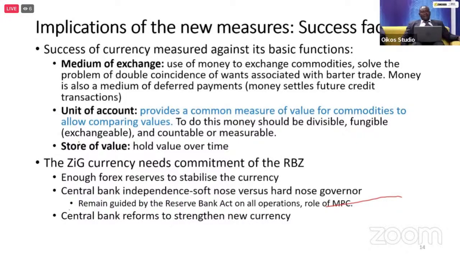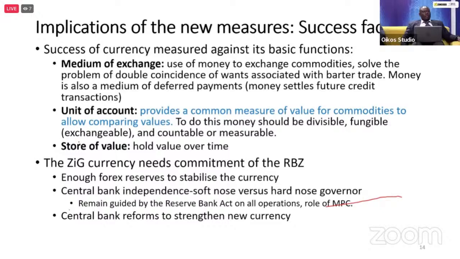A soft nose governor is not worried much about inflation. They can actually print money as and when he likes. But a hard nose governor, which we expect our new governor to be, is a governor who naturally dislikes inflation. So if we got that governor on the seat, then we will be able to go. Then how do we ensure central bank independence? I'm sure there are some reforms that can also be proposed to strengthen the new currency.